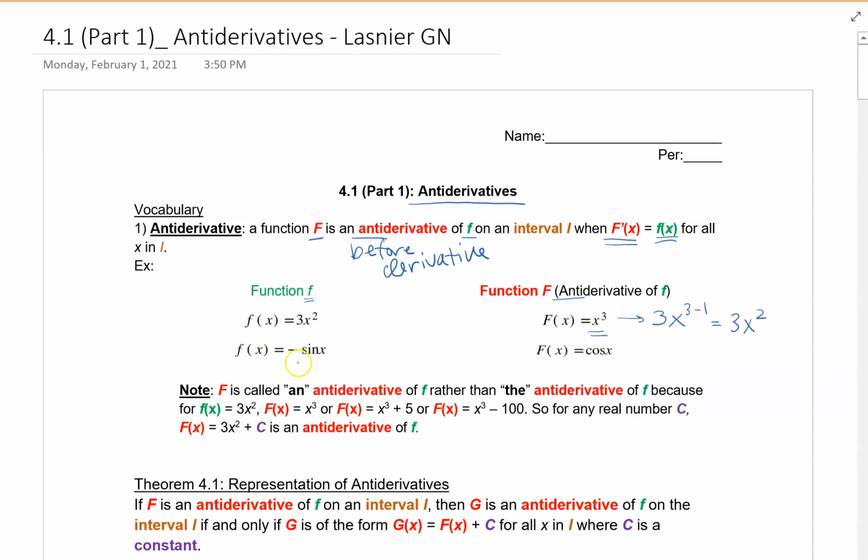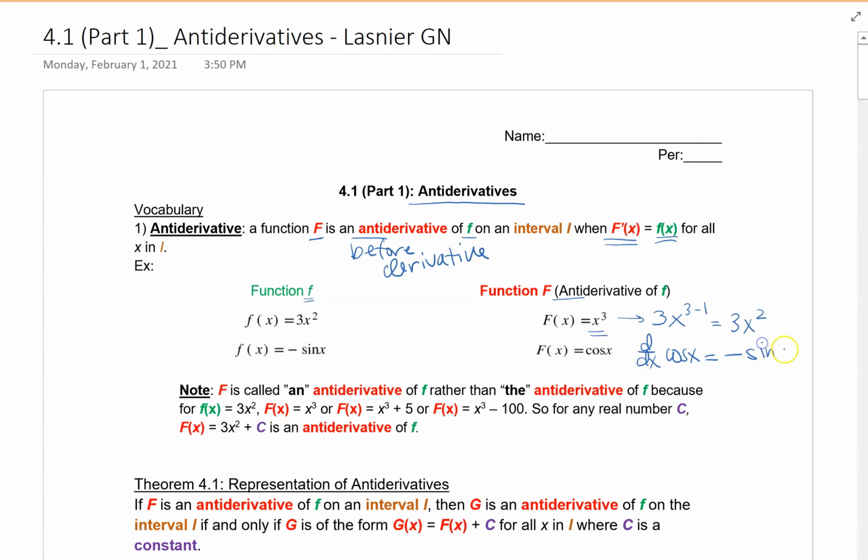Another example, let's say I have the function negative sine x. What's the antiderivative of negative sine x? It's whatever function I must have taken the derivative of to get negative sine x. So you'd have to think backwards. Negative sine x is the derivative of what function? What was the function before the derivative was taken to get negative sine x? And the answer for that is cosine, because if you take the derivative of cosine, it leaves you with a negative sine.